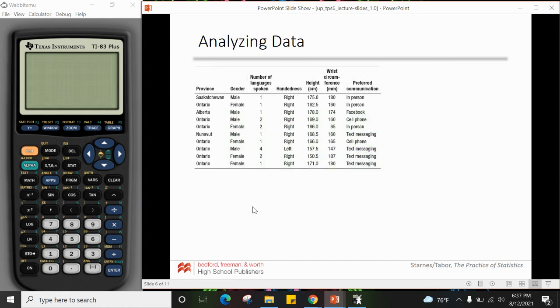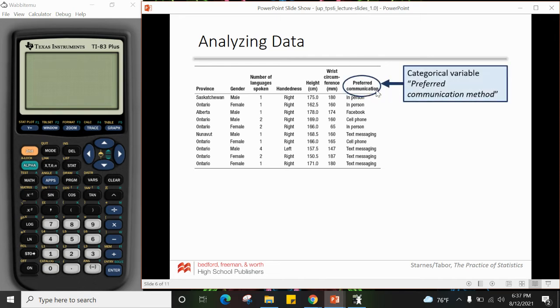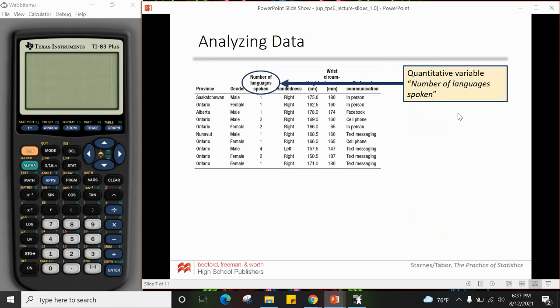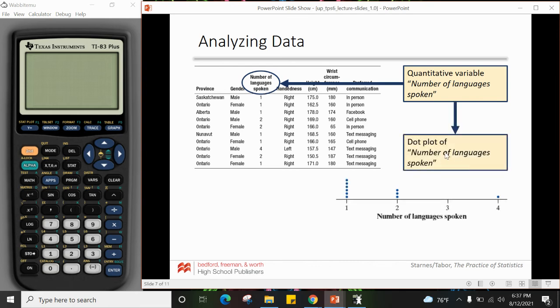Here's a little snippet of data, and we'll go through it. So we could see that preferred communication would definitely be a categorical variable. It's either in person, Facebook, cell phone, or texting. And the way you describe this is a bar graph, and we'll go into more details on it. You can put the number of people for each category in there. For quantitative variables, such as the number of languages spoken, that would be numbers, and we'd make them on a dot plot. And we'll show some other ways you can make quantitative variables.